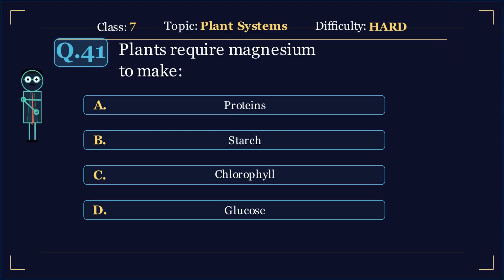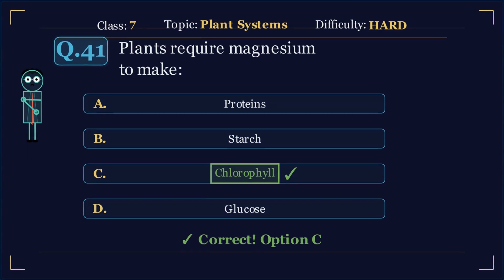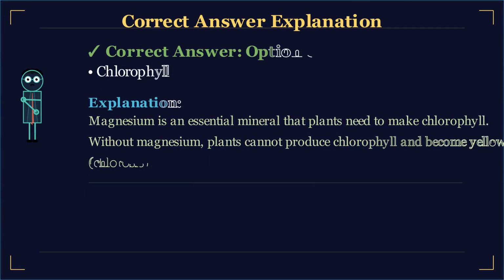The correct answer is option C. Here's the explanation for the correct answer. Magnesium is an essential mineral that plants need to make chlorophyll. Without magnesium, plants cannot produce chlorophyll and become yellow. Chlorosis.